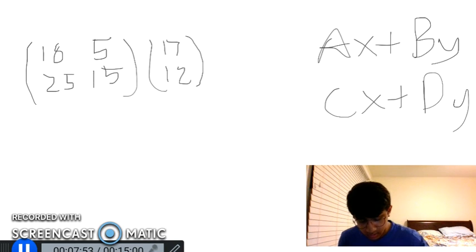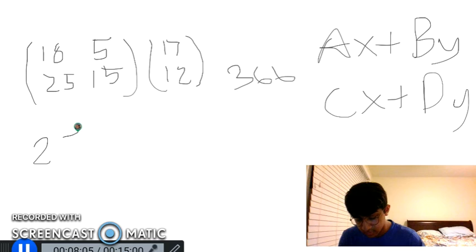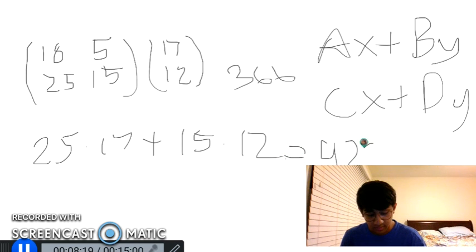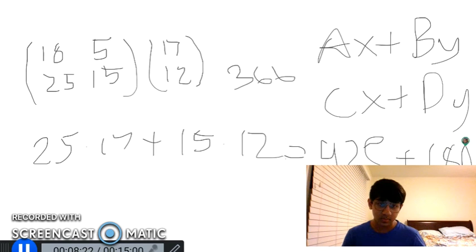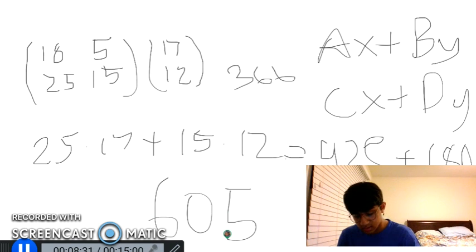And so let's write this somewhere down. So we have 366. And now we have to find the bottom value. We have to multiply 25 times 17. Remember, first. So we have 25 times 17 plus 15 times 12, second. 15 times 12, which equals 425 plus 180, which equals for us, that's going to be 605. So that means CX plus DY equals 605.